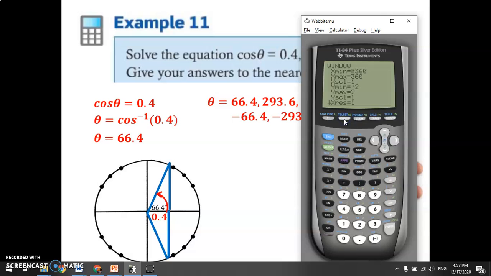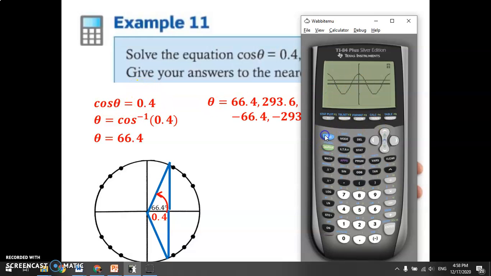And then I'm going to go to my window, and I know I want to see all the way to 360 and negative 360 for my x values. And for my y min and max, I put negative 2 and 2. Graph that. There we have it. There's the cosine graph. There's the horizontal line, 0.4. So we're checking when cosine equals 0.4. And then you can find intersections.